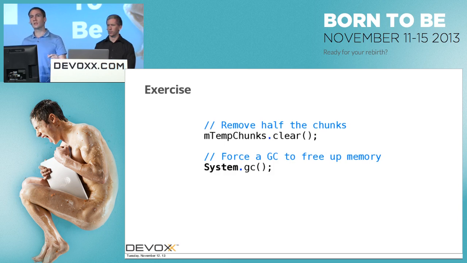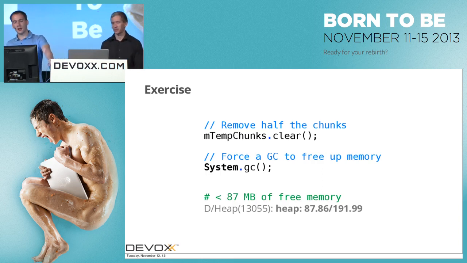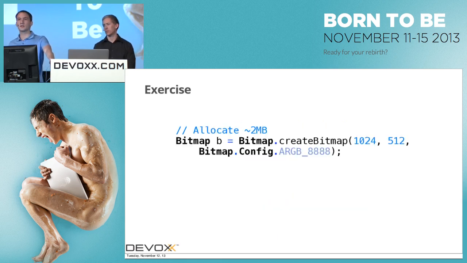Now what we're going to do is clear one of the lists of chunks, so we're going to get rid of half of the memory we've allocated. And we force a GC. You should pretty much never call System.gc in your application. I can do it here because, well, I'll do whatever I want. I have the mic. If we run our logging code again, we can see that the GC did its job, and we have about 88 megs of RAM available in our heap. And the heap still has the same size.